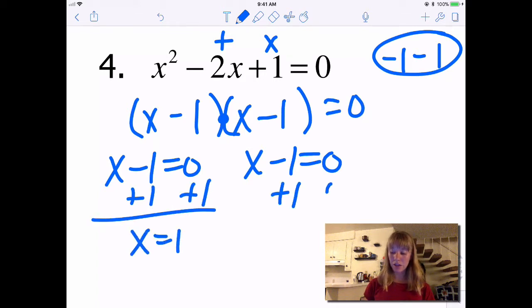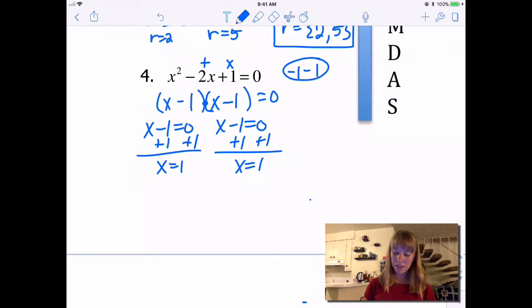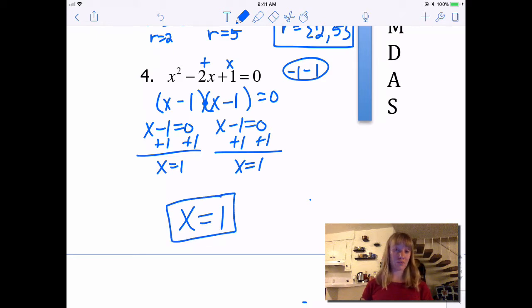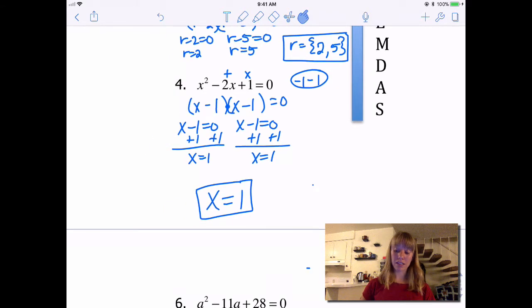Same thing with that second equation. Add 1 to both sides and x is equal to 1. So in this case, all I'm going to say is that x equals 1, and that is my only possibility for an answer. And that is totally fine. It's just that my two answers were exactly the same.